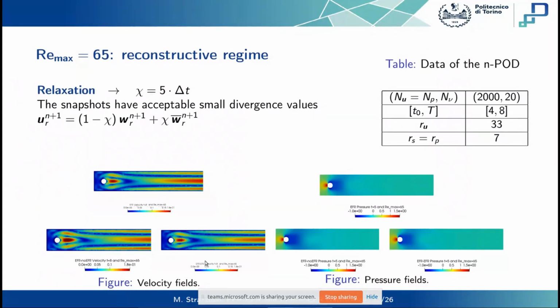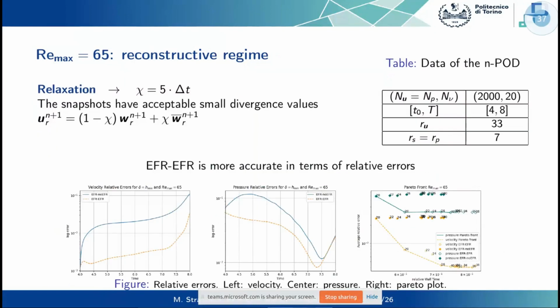So EFR is quite accurate, both in velocity and pressure. We see that something strange is happening here, for example, for EFR, no EFR. Our solution seems more accurate for this time instance, t equal to 8. But in time, we see that we are always below EFR, no EFR with the relative errors, both for velocity and for pressure.